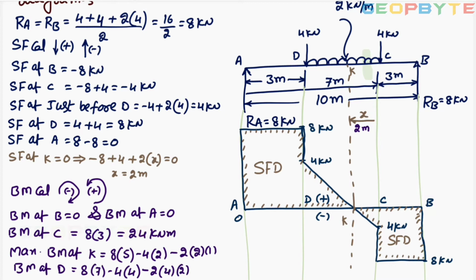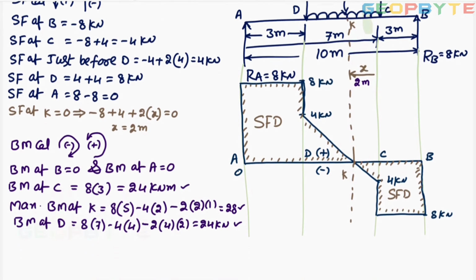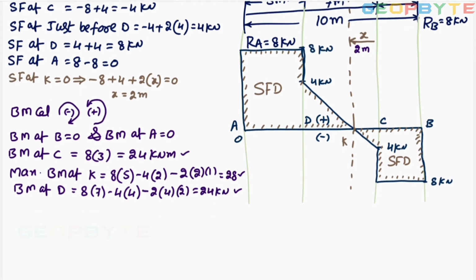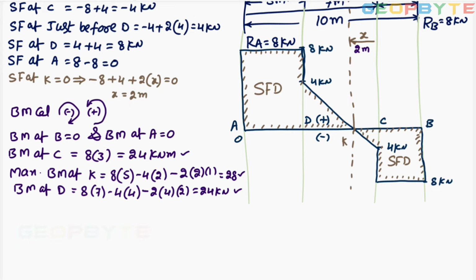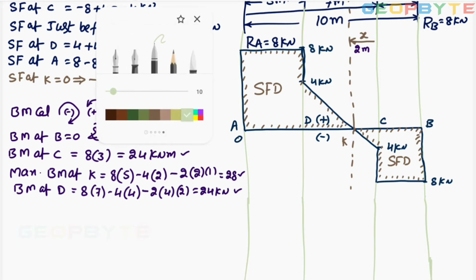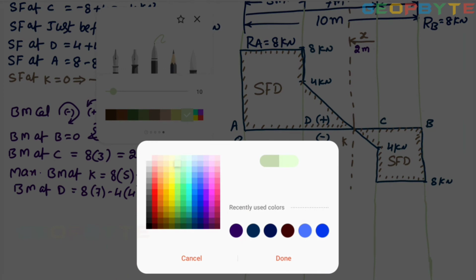Simplify the values. Yes, I got the BM at C equal to 24 kilonewton meter, BM at D also 24 kilonewton meter, and maximum bending moment at K equal to 28 kilonewton meter. Now with this information, let us construct the BM diagram. For that, you need to project the vertical lines from the respective points like this. Now you take the reference line.